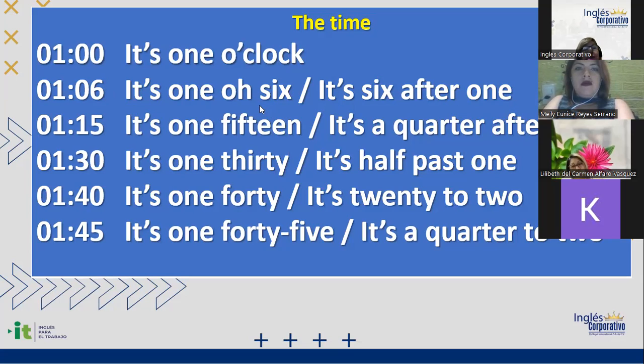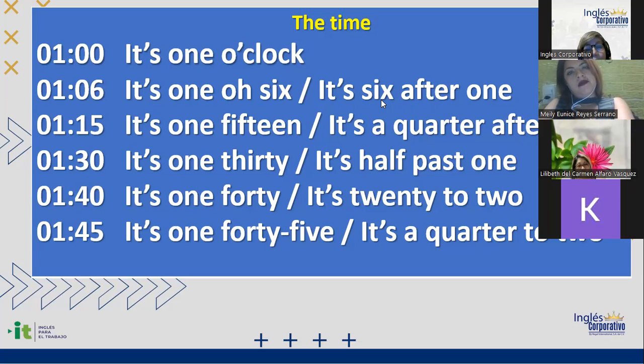Okay, another possibility. Possibility number two of telling the time is, it's 6 after 1. Okay, the word after. Okay, pasados. Pasados, ¿cuántos minutos han pasado? O sea, después de la una, ¿verdad? Después o pasados, ambas formas puede decir. Okay, it's 6 after 1.